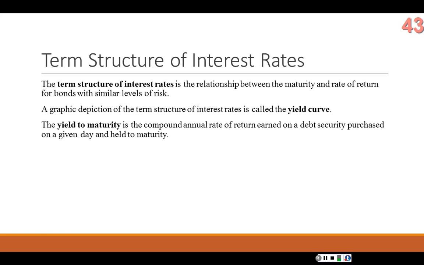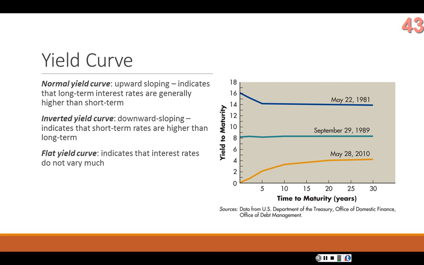The term structure of interest rates is the relationship between the maturity and the rate of return for bonds of similar risk levels. We can depict this with a graphical representation called the yield curve. And this is what the yield curve looks like. So yield to maturity is plotted on the vertical axis and time to maturity on the horizontal. The position and the shape of the curve generally changes over time.